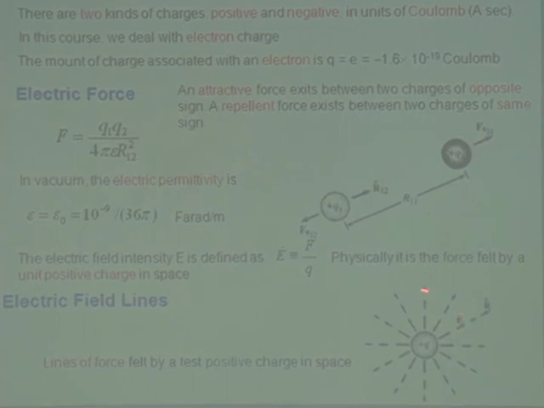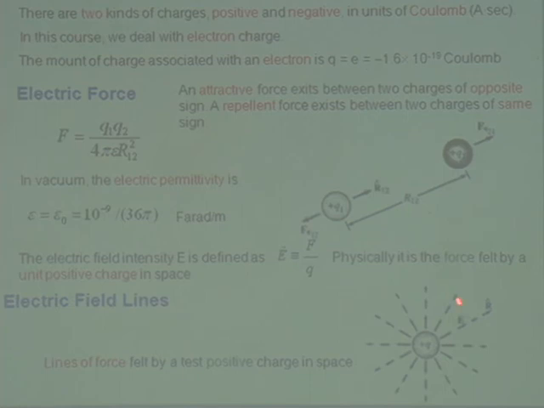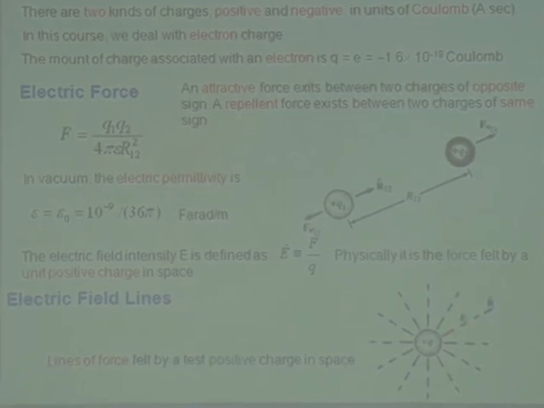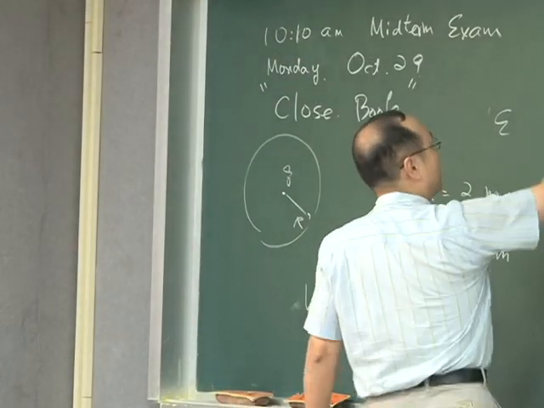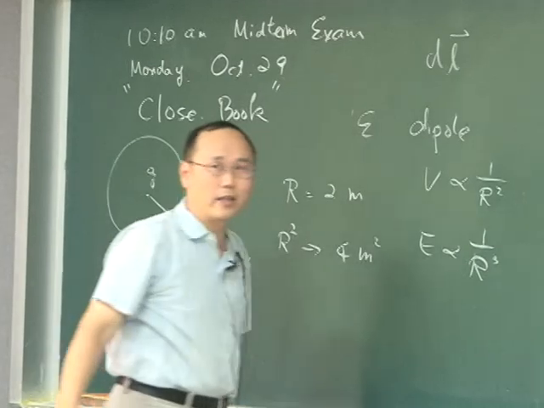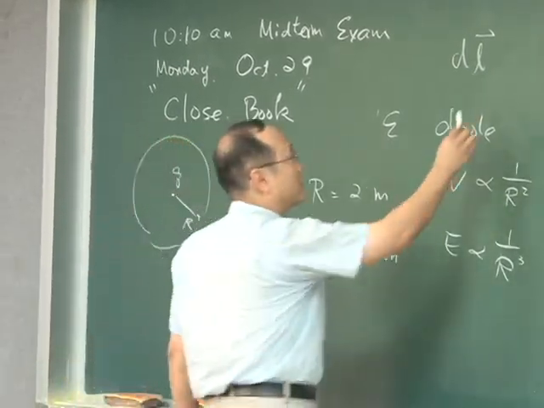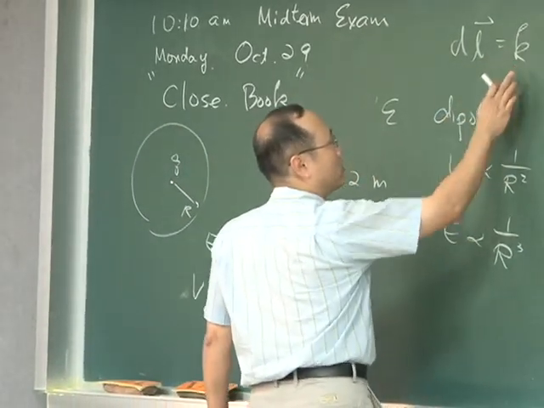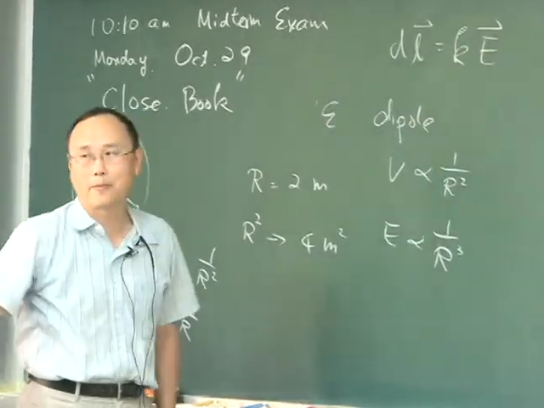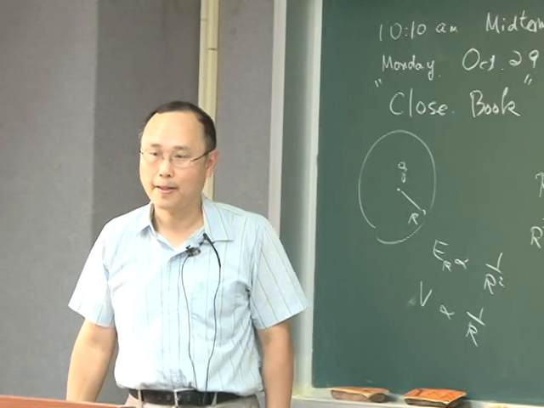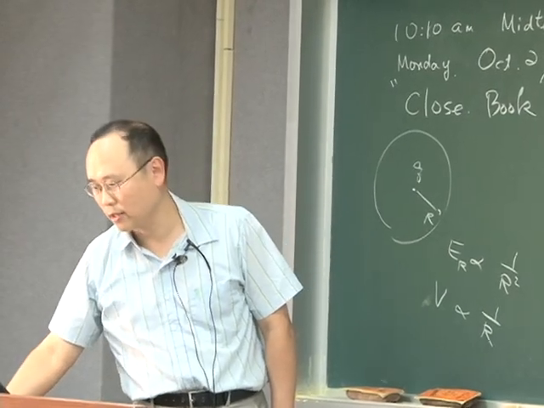OK，所以它有个方向，有个长度。那长度呢是它的这个跟它的强度成正比。所以 if I want to draw a line, a differential line to represent an electric field, then this line is going to be proportional to a constant factor multiplied with electric field. Right? So let's do it.